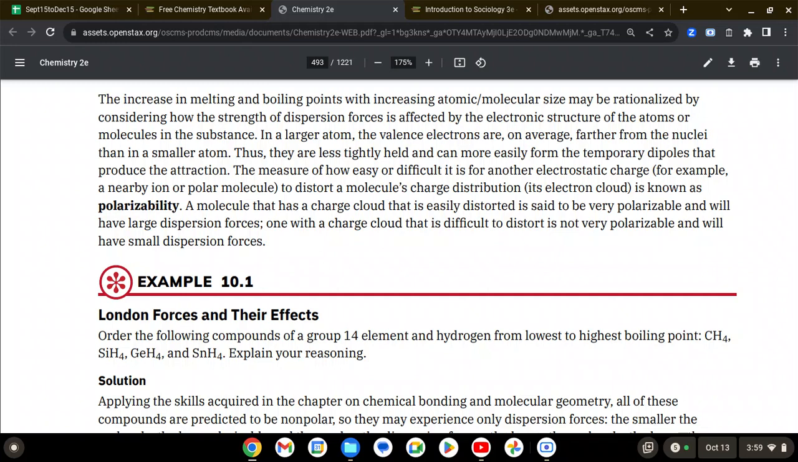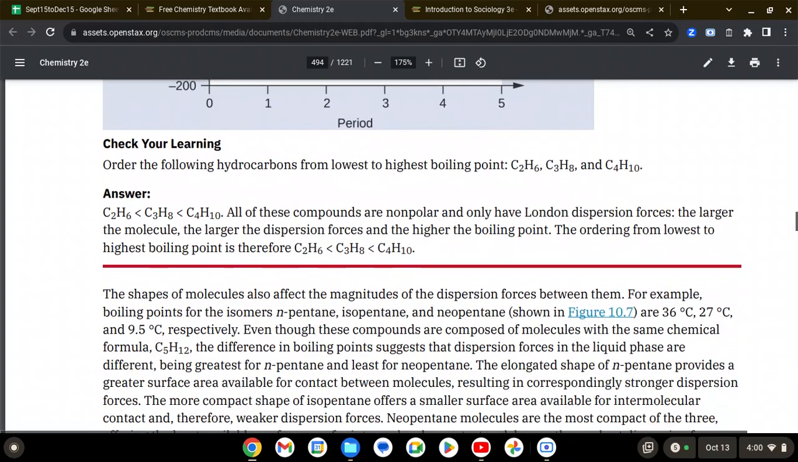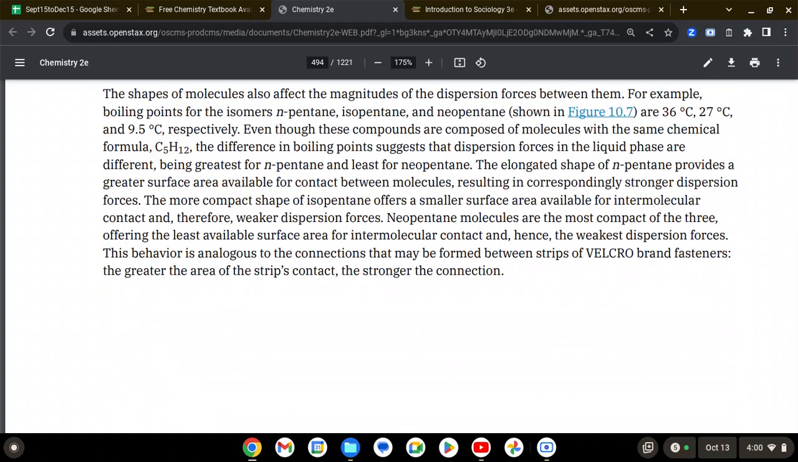A molecule that has a charge cloud that is easily distorted is said to be very polarizable and will have large dispersion forces. One with a large cloud that is difficult to distort is not very polarizable and will have small dispersion forces. The shapes of molecules also affect the magnitudes of the dispersion forces between them.